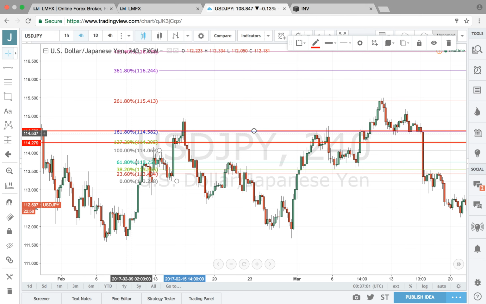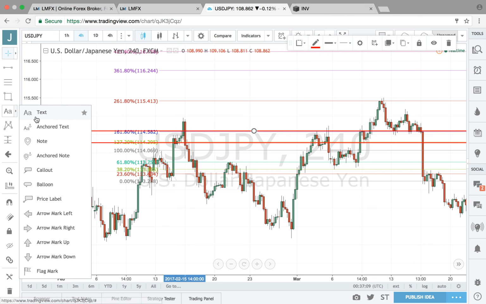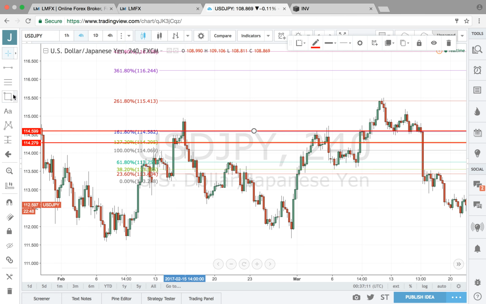But whenever you see the market break past both of these, say you saw the market come up, break past the 161.8, and then retest on this side. Well, it's going to go up to the 261.8, and that's your sell zone for the reversal.